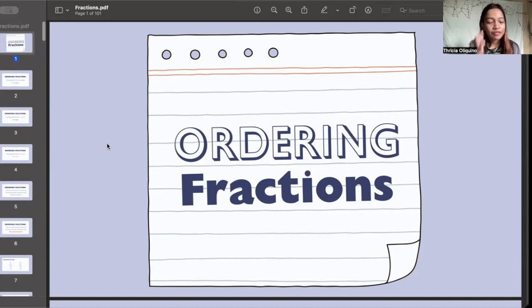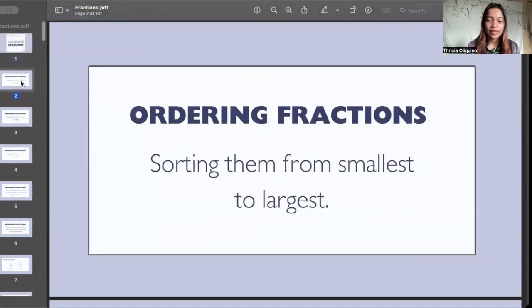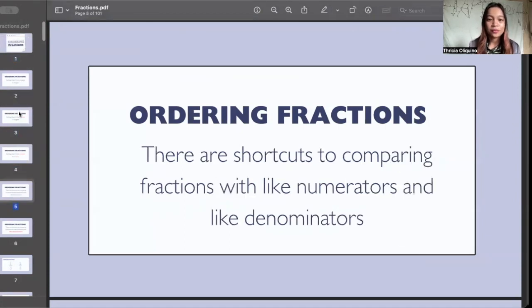Before Teacher Trisha gives you drills, just like what we always do in our class, I'm going to give you first a definition of ordering fractions. What do we mean by ordering fractions, or what do we do when we order fractions? In ordering fractions, we sort them from smallest to largest, largest to smallest, or vice versa.